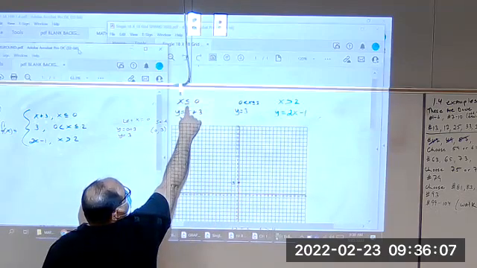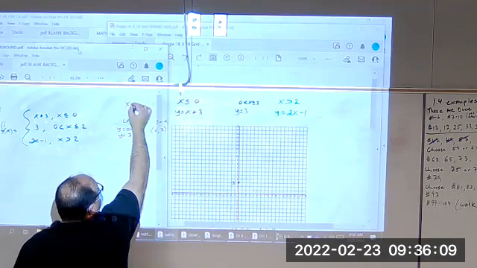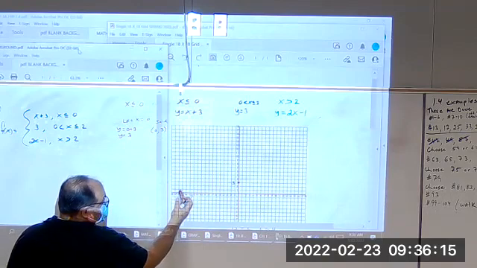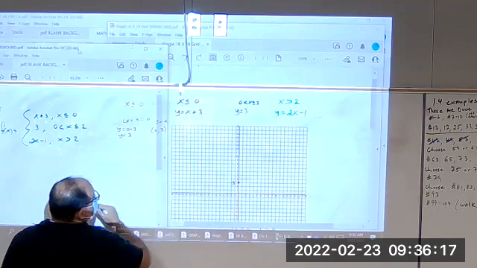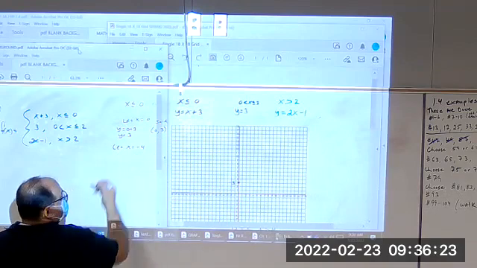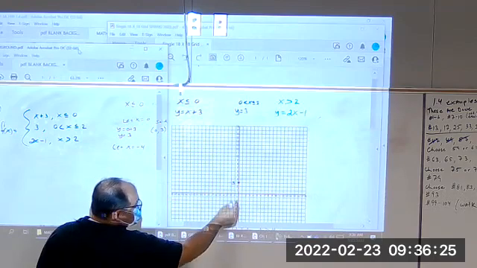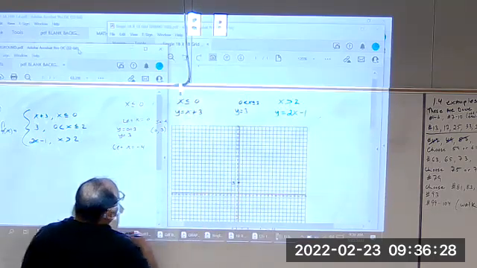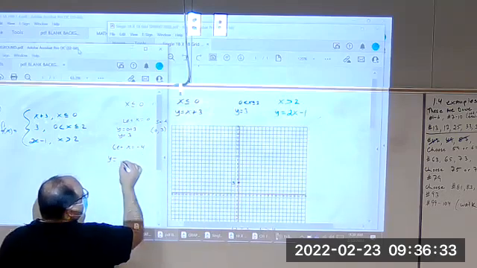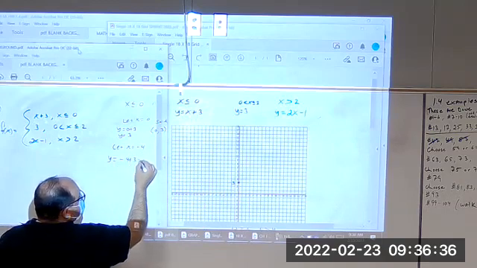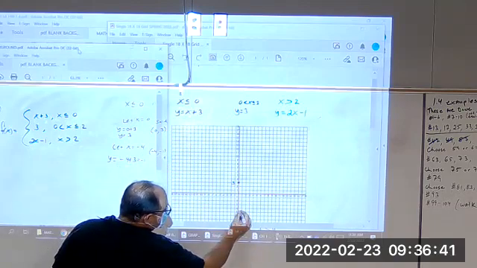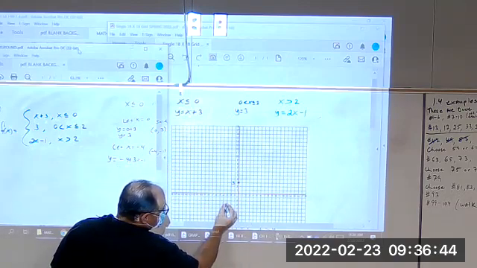I can only choose numbers that are less than or equal to 0. I've already plugged in 0. So I got to plug in something that's less than. So I'm just going to use -4. And you can pick anything. I'm picking -4 so I have a little bit of room between. So y equals -4 plus 3. And that's a -1. So when we get -4, we get -1.